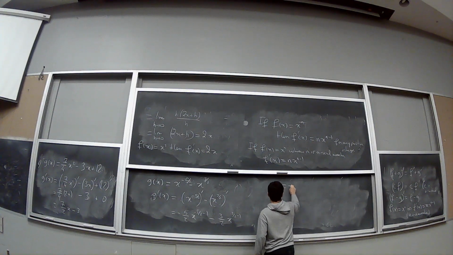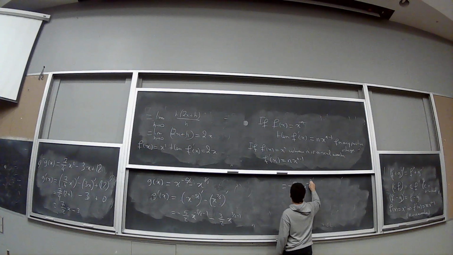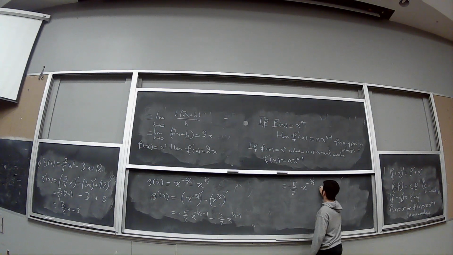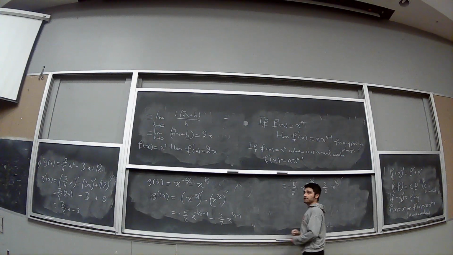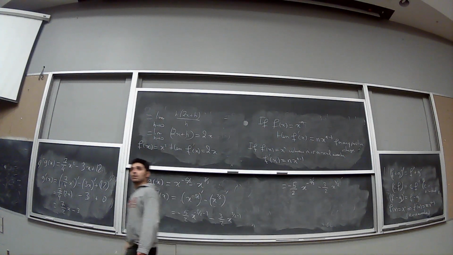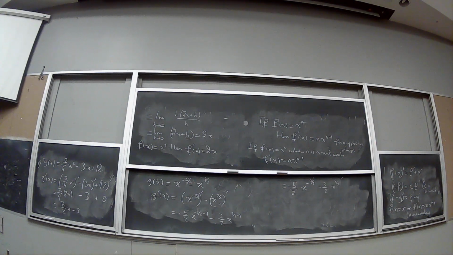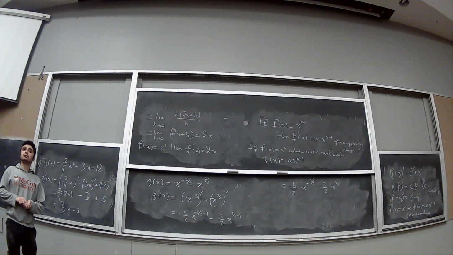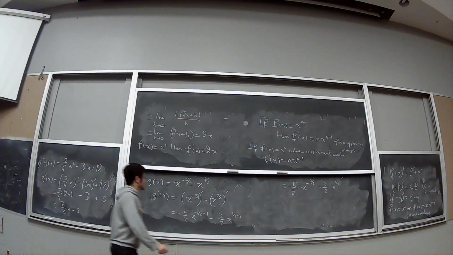What do we get? I get minus 5 over 2 times x to the minus 7 over 2, minus 3 halves x to the 1 half. Are we good? Are we all good? Okay, let's do one more.